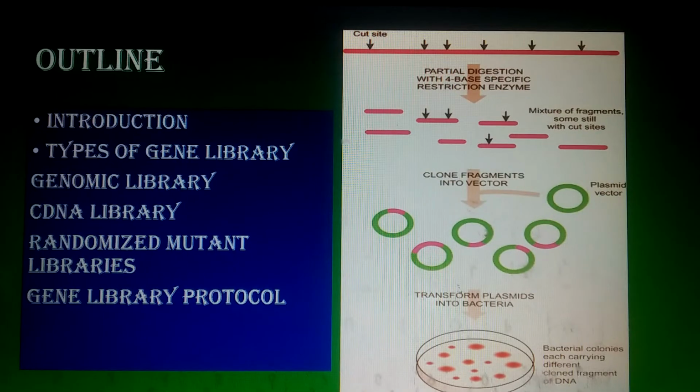Now in this lecture, I'm going to discuss the types of gene libraries like cDNA library, genomic library, randomized mutant libraries, their differences, and also the protocol for the construction of these libraries.